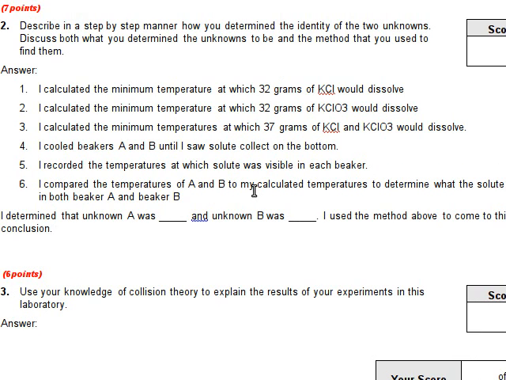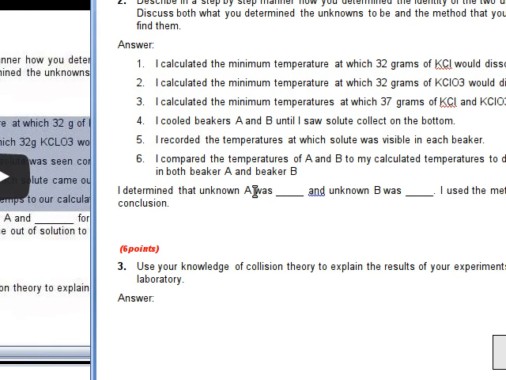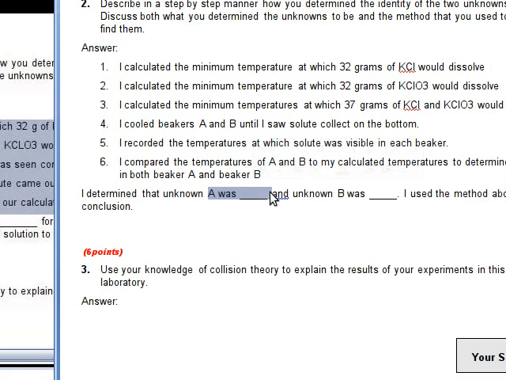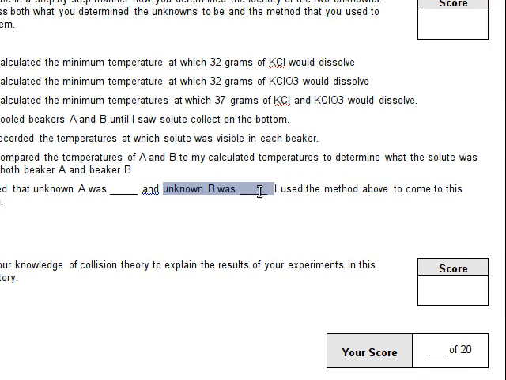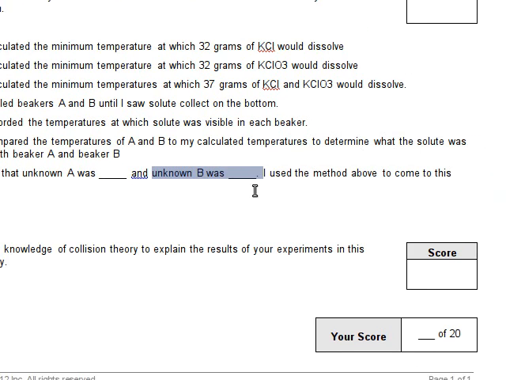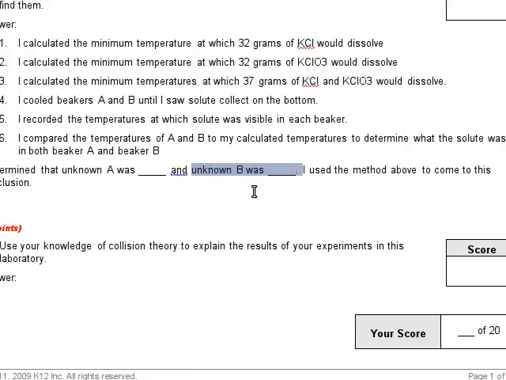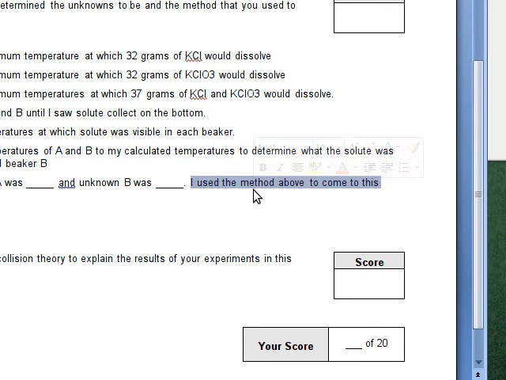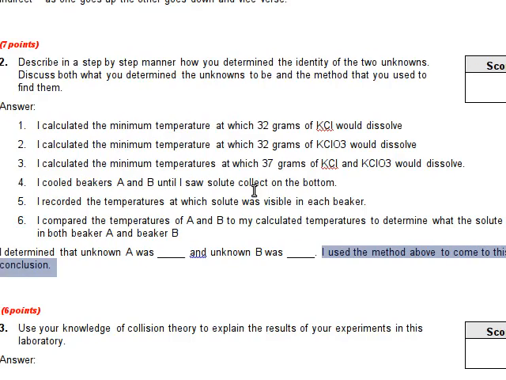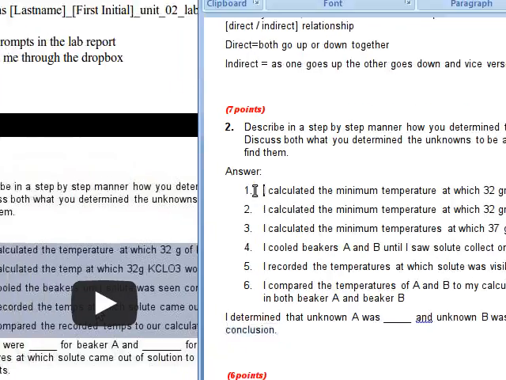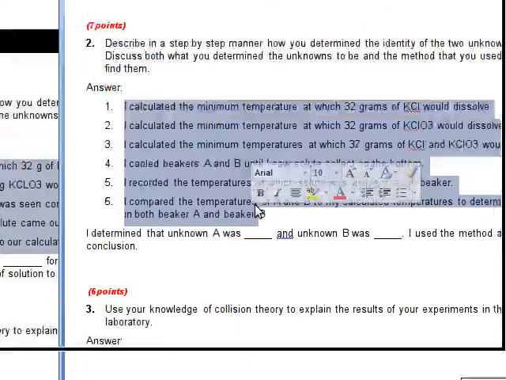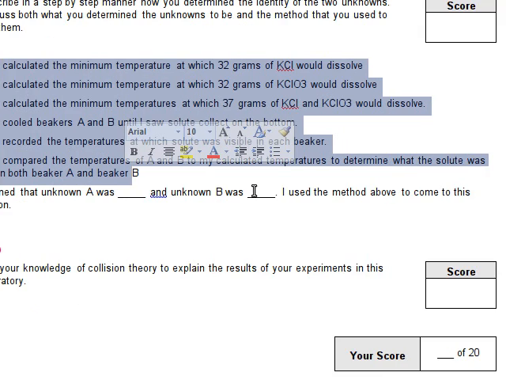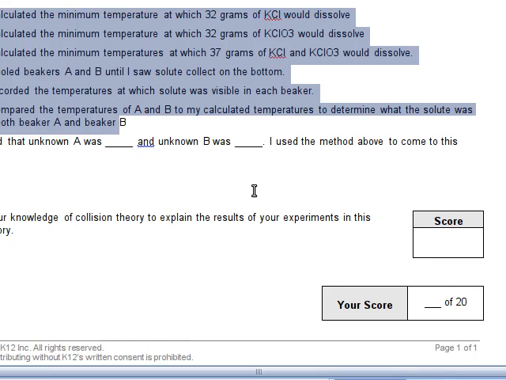So here's the way the points break down. I'm going to give you 2 points for telling me what unknown A was. 2 more points for telling me what unknown B was. That's 4 points. I'm going to give you 1 point for discussing the method. That's 5. We have 7 points total, so you get 2 points for listing the steps. Alright, so 2, 4, 6, 7. That's the way it breaks down.